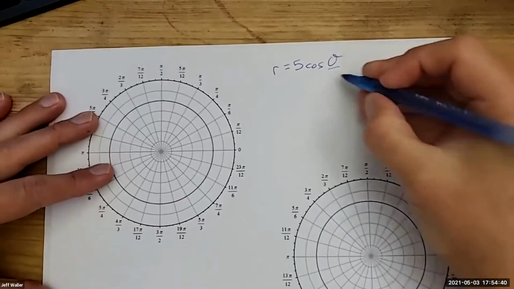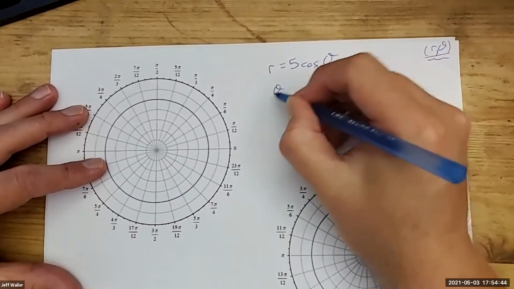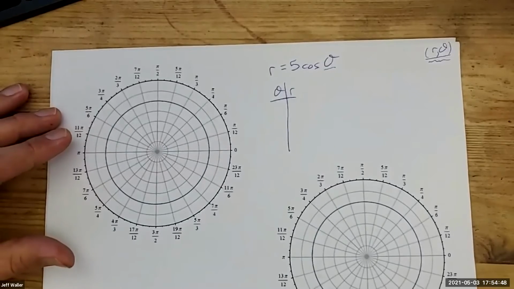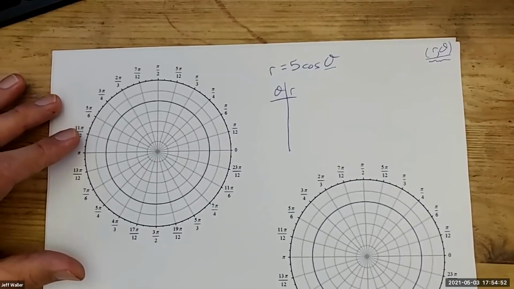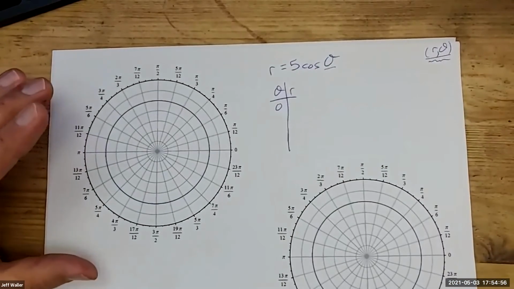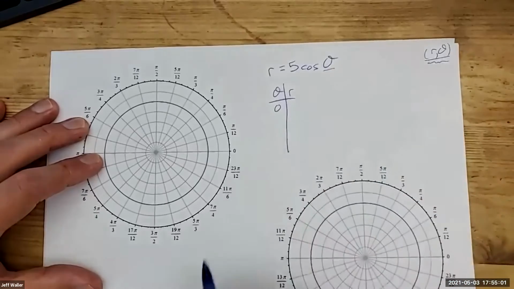But what I normally do when I make a table of values is write it over here: theta, r. Hopefully you guys are going to be cool with this. So what makes sense here is I'm going to plug a 0 in. Now, can somebody help me out? When I plug a 0 into this equation, what do I get for r?